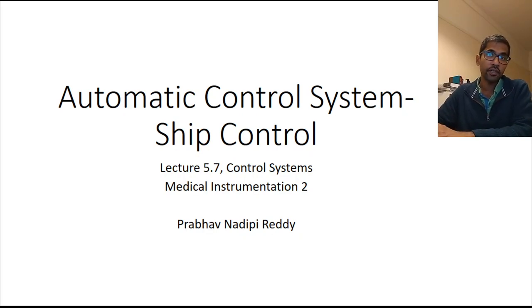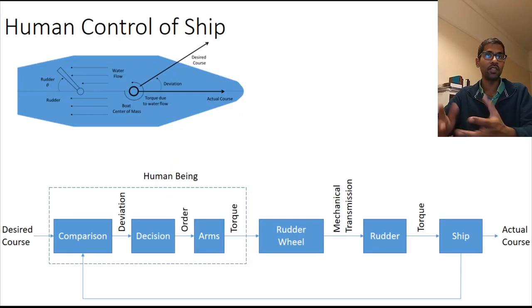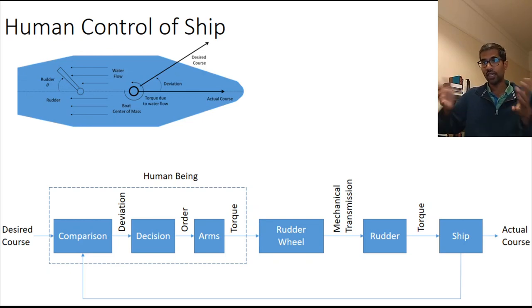Okay, let's continue our discussion and look at how we can build an automatic control system for steering our ship or steering our boat. In a previous video, we looked at this control system, which was basically a human being looking at the direction of the ship and controlling the rudder so that the ship continues to move in the direction that he wants it to go.